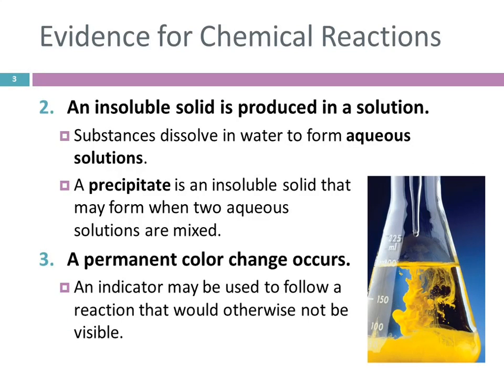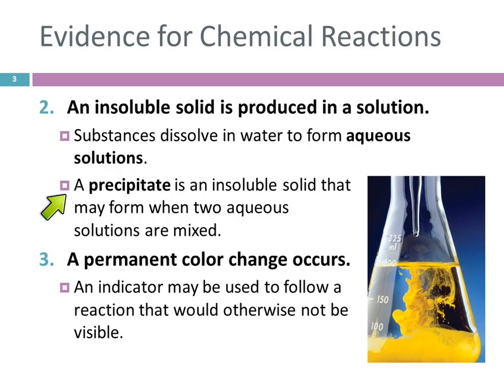Another clue is that we get an insoluble solid produced in a solution. We can dissolve substances in water to form aqueous solutions. We've talked about that a little bit, but an aqueous solution just means that something's dissolved in water. You put a teaspoon of salt into a glass of water and stir it, and it seems to disappear, right? It dissolves in the water, and then the water is salty all over, right? That's an aqueous solution. Sometimes when you take 2 aqueous solutions and mix them together, you get a solid that forms that wasn't there before. That means something happened. There was a chemical change, a chemical reaction.